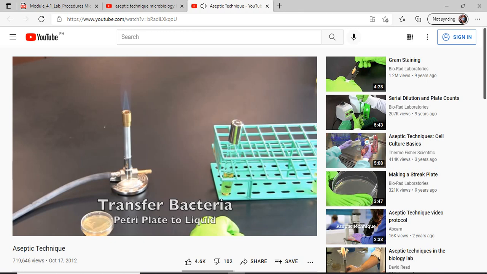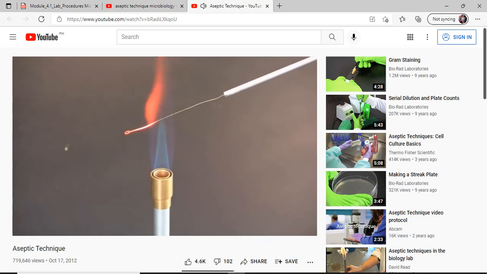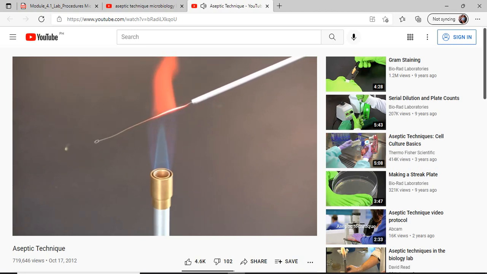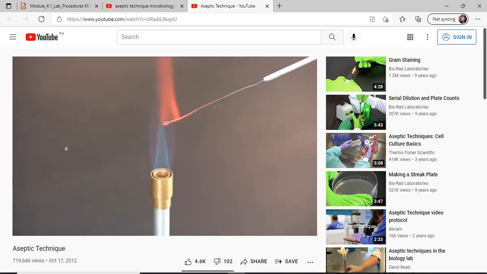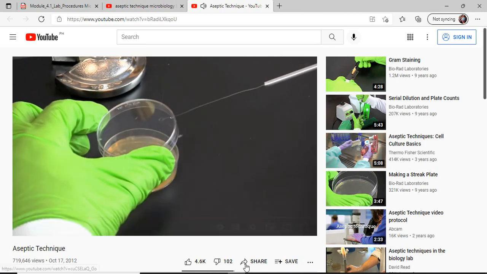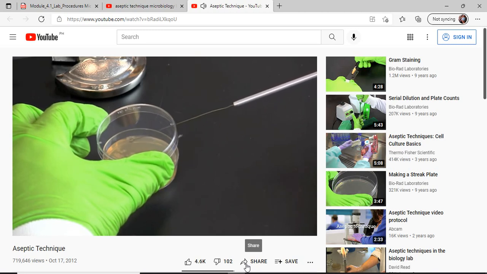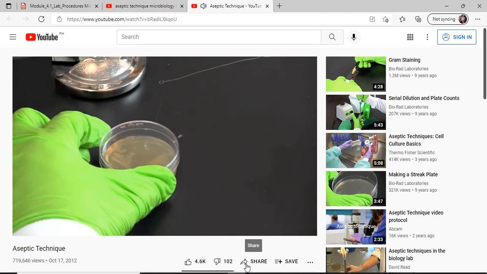While holding the lid as a shield, gently rub the inoculation loop over a single colony. Now take the tube of liquid media, remove the lid, and pass the mouth through the flame. Then dip the loop with bacteria into the tube. Pass the mouth of the container through the flame before replacing the lid.